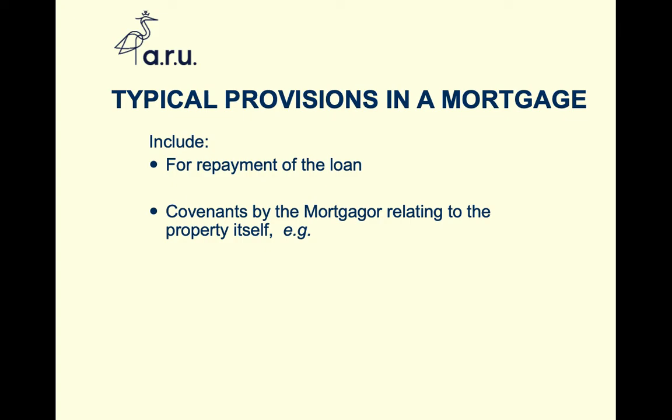You will also have covenants or promises, contractual promises made between the mortgagor and the mortgagee in relation to the property. So the mortgagor will have to behave in a certain way as regards the property. They will have to keep it maintained to a certain standard. They will have to insure it, and they will have to be careful as to who they rent it out to if they're allowed to.